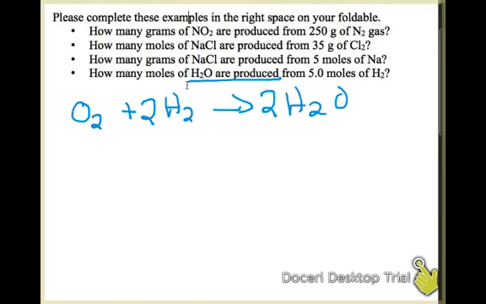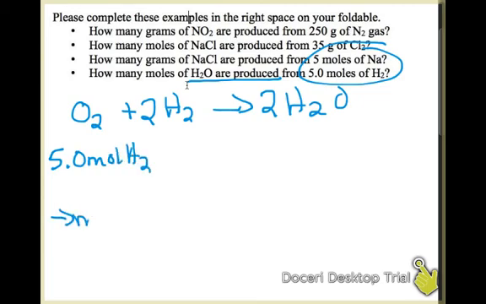Alright, so now we need to start the stoichiometry process. The first step is to write down what was given to you in the problem, which is 5 moles of H2. Where in the world are we going? We are going to moles of H2O. Well, in stoichiometry, we have to be in moles in order to change our compound. Well, we're already in moles, so we get to skip that step. So now we just have to do our mole ratio.